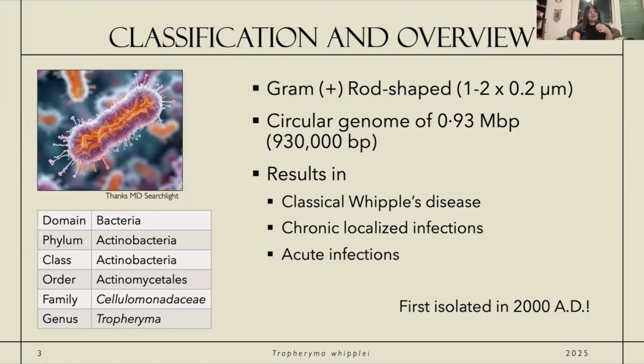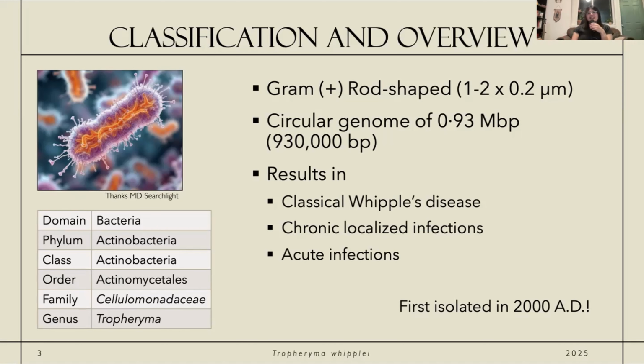It's gram-positive and rod-shaped. Remember, it's got a thick peptidoglycan layer and bacilli. It's got a circular genome of about 930,000 base pairs. On the far left, we can see where it falls into the different class, family, genus, and whatnot. Obviously, the bacteria domain and the Actinobacteria phylum and class, Actinomycetes order, and Cellulomonadaceae family. And I'm pretty sure it's Tropheryma genus. Hope you guys like that little figure for you.